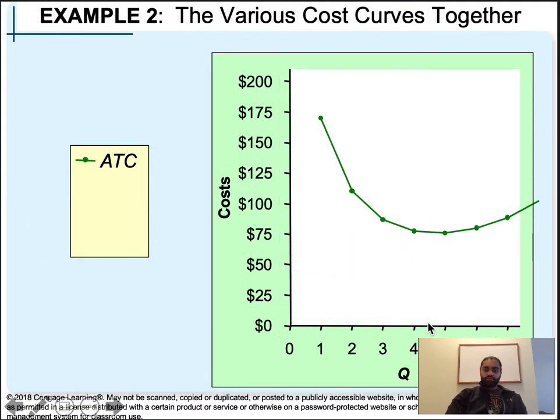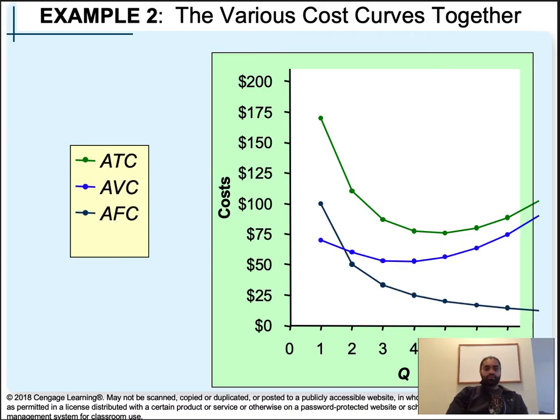All right, so here we have our average total cost curve. We're going to plot all of them together. Average variable cost curve, average fixed cost curve, and then our marginal cost. So in most of our examples, what I'm going to have posted is just your marginal cost, your average total cost, and your average variable cost. We don't really look at our average fixed cost until later on. So those are the ones you will need to know.